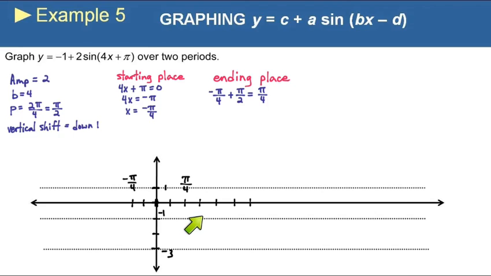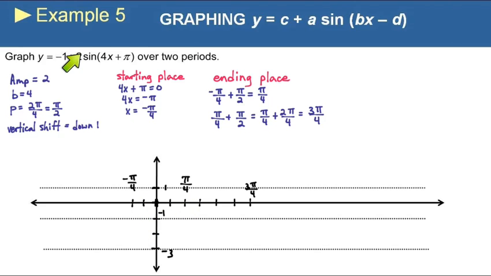I've gone ahead now and laid out my 4 more marks for my second cycle, and the end of the second cycle is going to be pi over 4 plus another period. So pi over 4 plus pi over 2, if you use common denominators, is going to give you 3 pi over 4 for the end of the second cycle. Okay, now let's think.